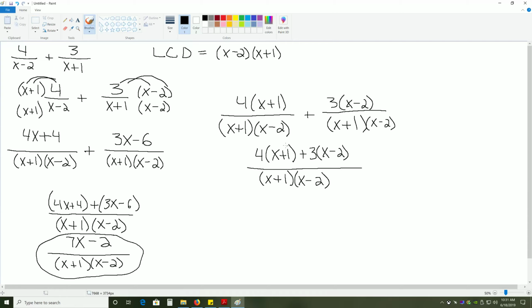And at this point, we would be able to distribute the 4 and 3 and combine our like terms to get the same result we just did over here. This might seem like it takes an extra step, it's a longer process, but the nice thing about it is if this were a subtraction, then we would be able to distribute that negative to each term, which is a step that is most commonly forgotten in these problems when students are subtracting.